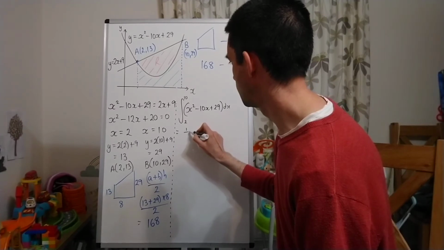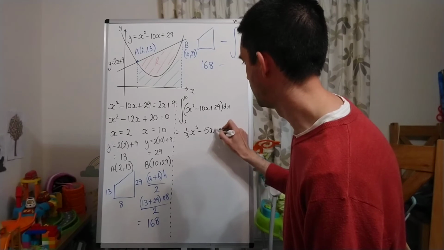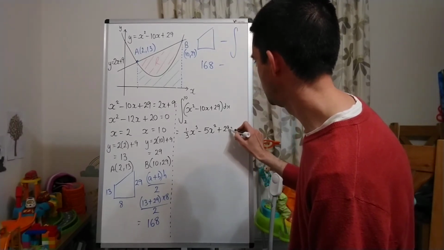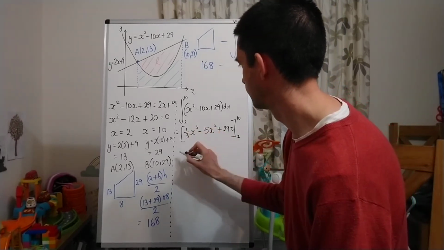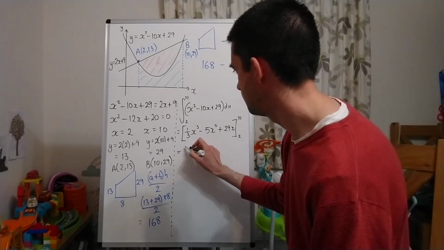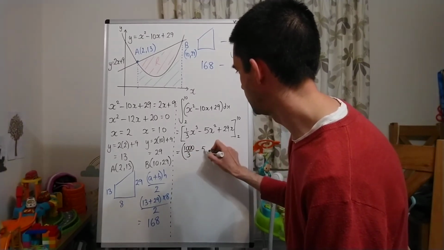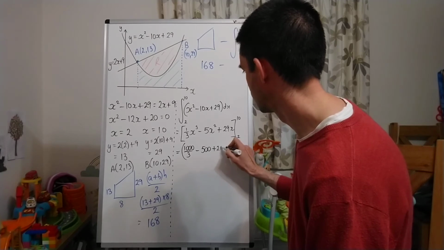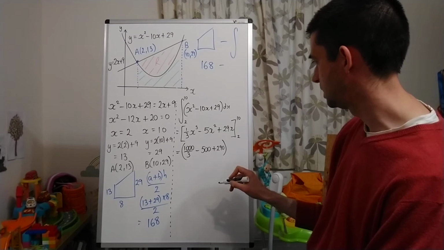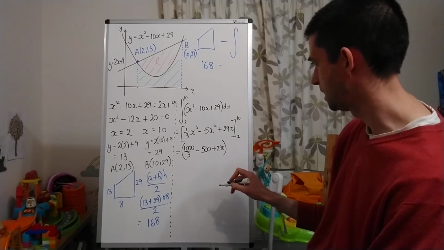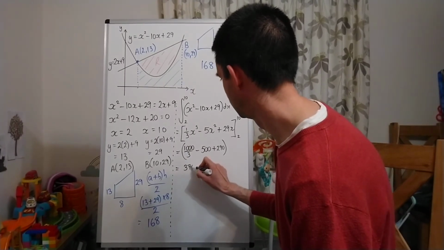So x squared integrates to 1/3 x cubed. It's going to be minus 5x squared plus 29x between 10 and 2. Substituting in 10, we get 1000 over 3 minus 500 plus 290. So what's that? 210 at 630 over 3. Take away that. That is going to be 370 over 3.